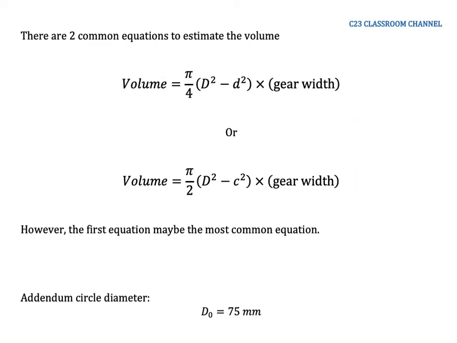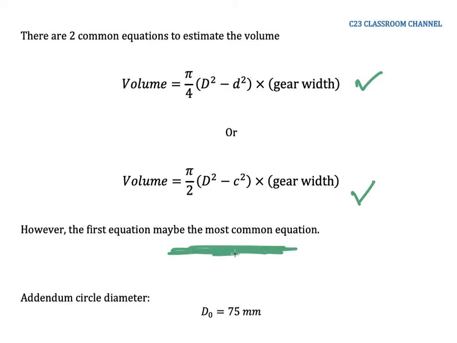Because the design is not a common design, I will show you two common equations to calculate the volume for the gear pump. Equation number 1 is like this: we calculate the volume by multiplying pi over 4 with D squared minus d squared times the gear width. Another equation you could use to solve the gear pump is that the volume is equal to pi over 2 times D squared over C squared times gear width. However, the first equation may be the most common equation.